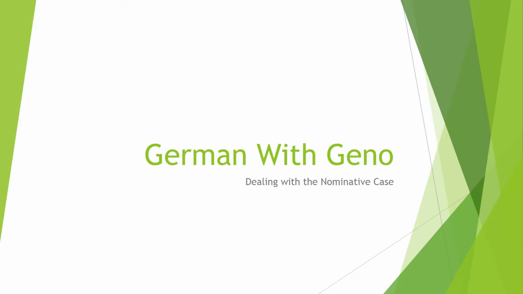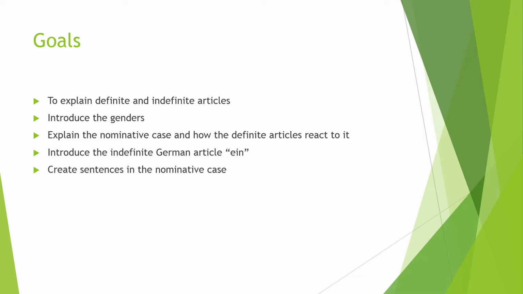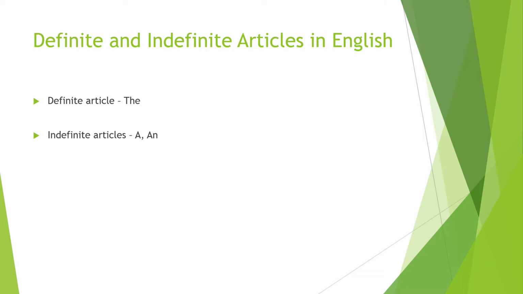Today we'll be dealing with the nominative case. Our goals for today are to explain the definite and indefinite articles, to introduce the genders, to explain the nominative case and how the definite articles react to it, introduce the indefinite article, ein, for German, and create sentences in the nominative case. To clarify, the definite and indefinite articles in English are the, a, and an. The definite article being the, and the indefinite articles being a and an. I'm pretty sure we're all clear on that now. So let's get into some German.